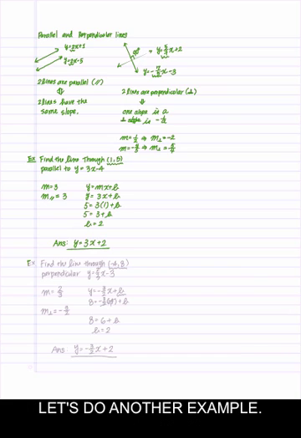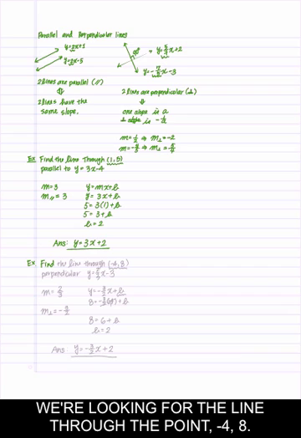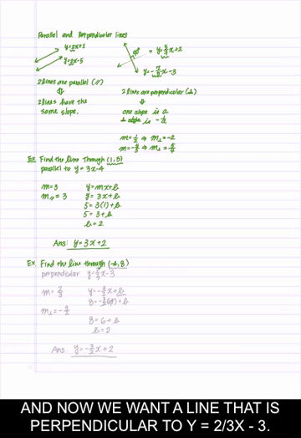Let's do another example. But in this case, we're not looking for a parallel line. We're looking for the line through the point -4, 8. And now we want a line that is perpendicular to y equals 2/3 x minus 3.